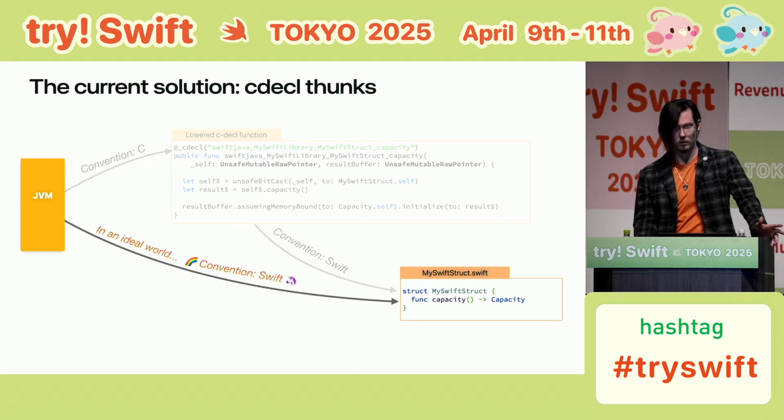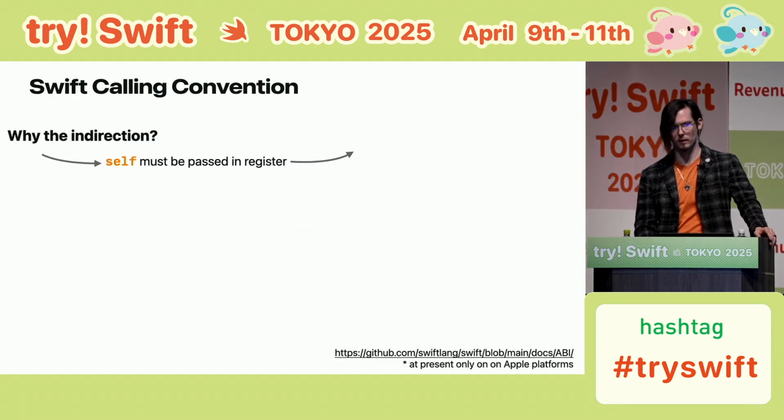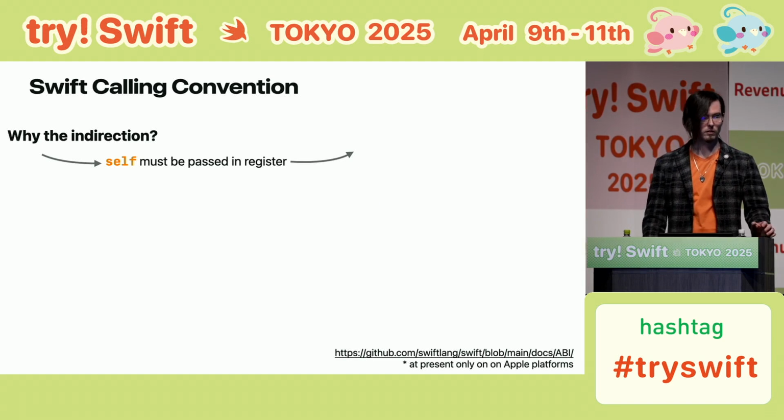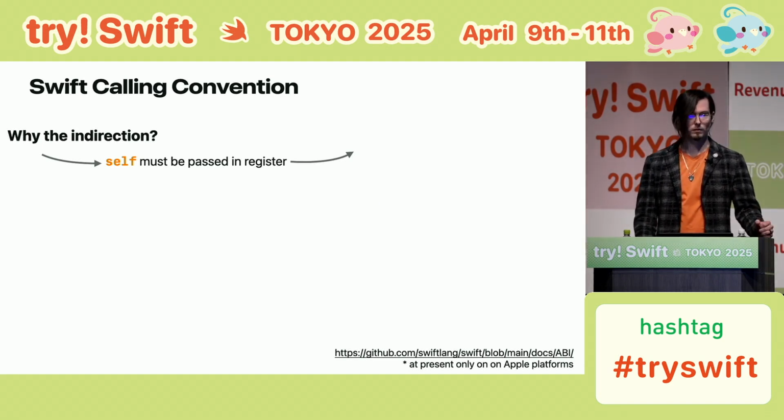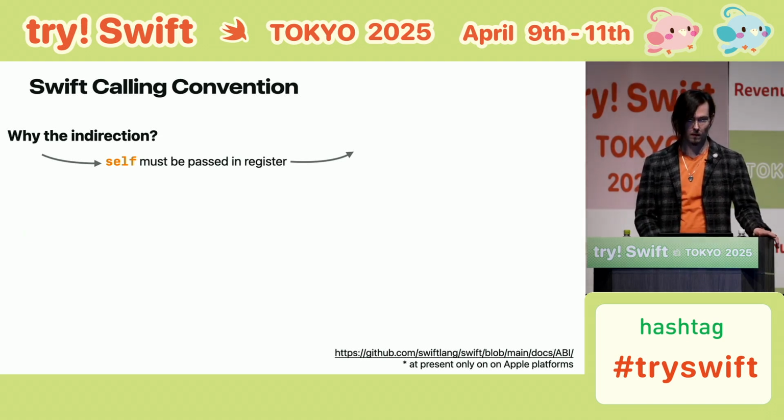Now, in an ideal world, I wouldn't have to do that. It would be lovely to call directly from Java into the struct, but we cannot do that. So why is that? We cannot do that because the self, among a few other things, is passed as a register. And the calling convention is different, and Java just wouldn't be able to call this function natively.